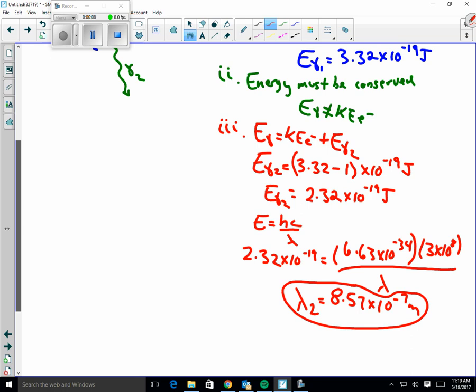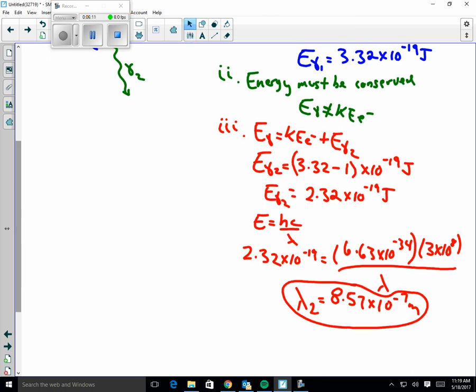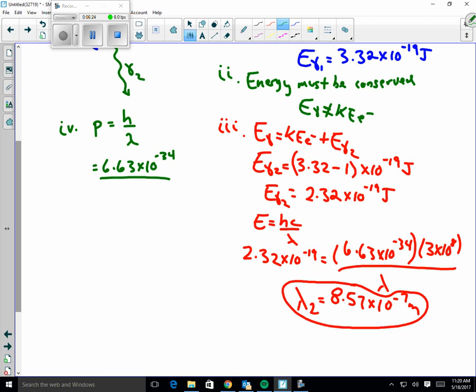All right, our last step is finding the momentum of that second photon. So we'll use that new equation, p equals h over lambda: 6.63 times 10 to the minus 34, divided by 8.57 times 10 to the minus 7. We end up with a momentum of 7.73 times 10 to the minus 23. Our unit for momentum, usually we get it by doing mass times velocity, so it would still have the same units.